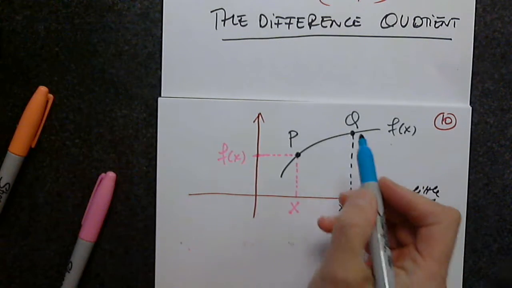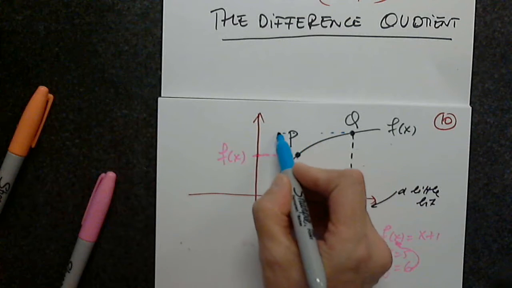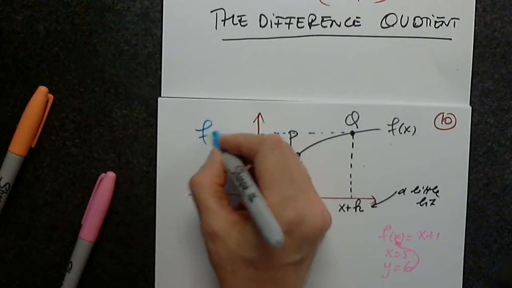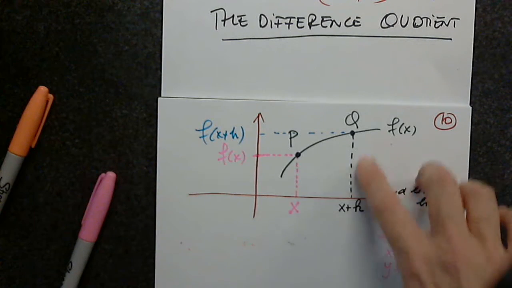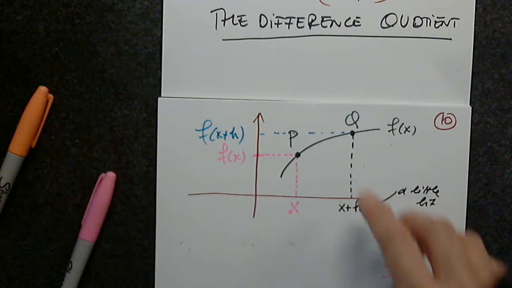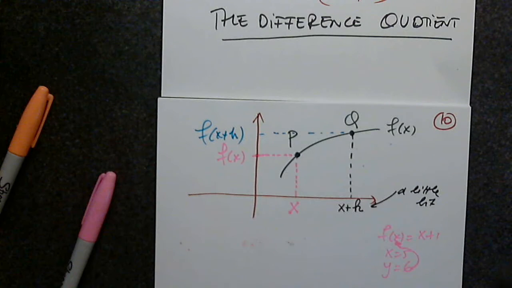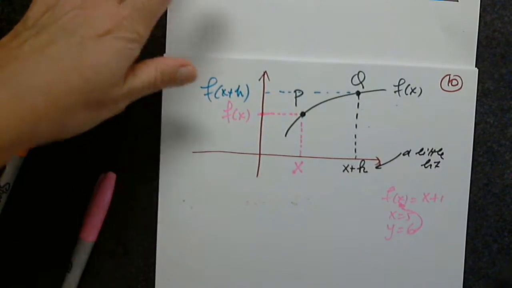Now, can anyone give us the y coordinate? Of course, f of x plus h. Right? If this is 5, this must be f of 5. If this is x plus h, this must be f of x plus h. There is nothing else. Agreed? So please remember this concept. If a point is on a graph and its x value is 10, its y value must be f of 10. Perfect. Excellent.